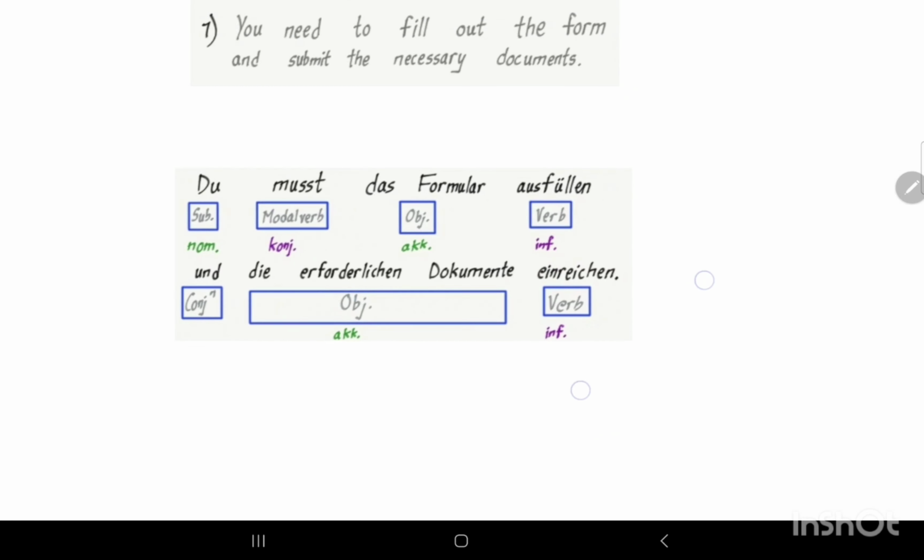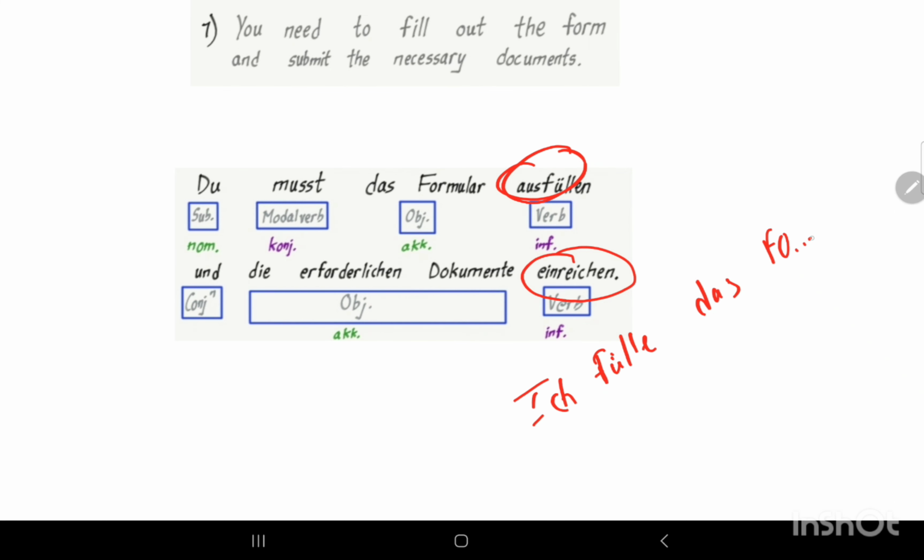All right. By the way, ausfüllen and einreichen, they both are trennbare verbs, right? So if you just happen to use them on their own, it would be: ich fülle das Formular aus. Or: ich reiche die Dokumente ein. Of course, die erforderlichen Dokumente if you're saying necessary, right?